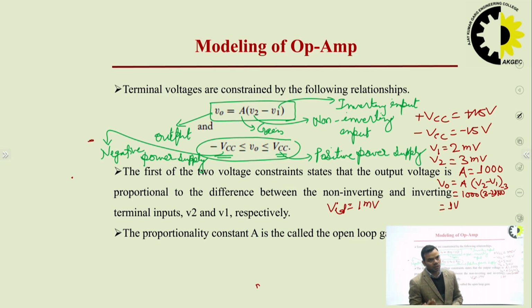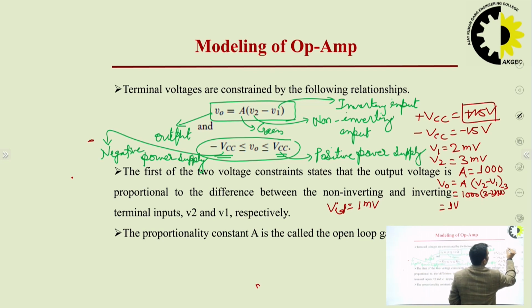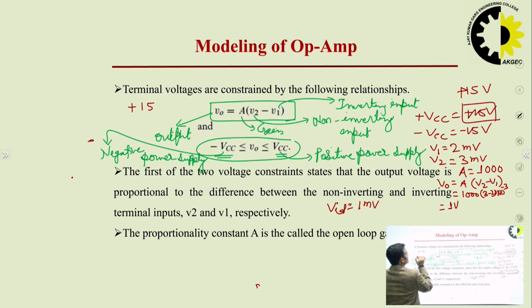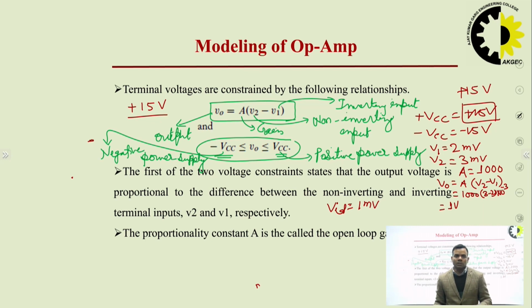If input will be 13 millivolt, output will be 13 volt. If input will be 15 millivolt, output will be 15 volt. If input will be 15.5 millivolt, output will be plus 15 volt. Even if input will be 17 millivolt, output will remain plus 15 volt. Means in any condition, this device cannot provide output more than plus 15 volt.